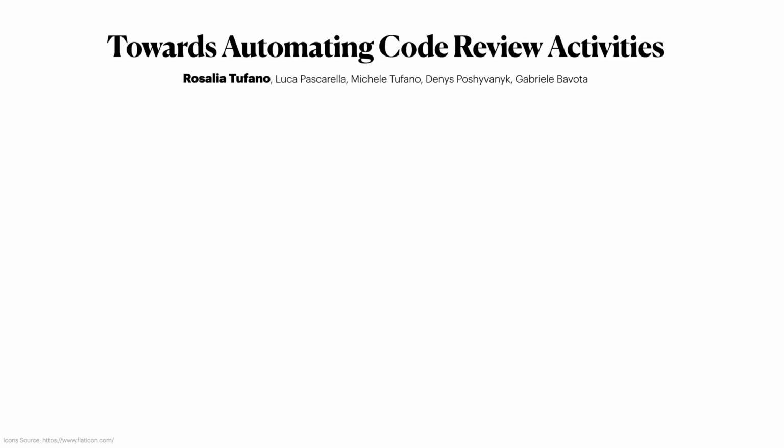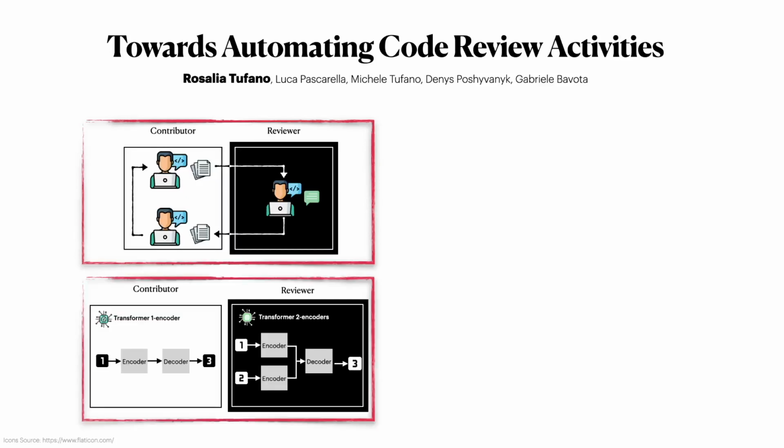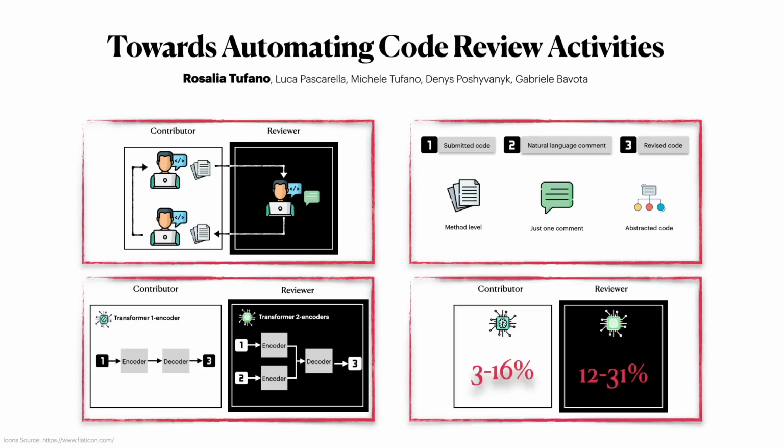So to conclude, I want to briefly summarize the whole work. We investigated the possibility to automate specific code review activities using transformer-based models trained on a dataset of 17,000 triplets built mining real code review activities data. We assessed their performance in terms of perfect predictions, finding that when allowed to generate 10 different predictions, they are able to provide a good prediction on 16 and 31% of cases.